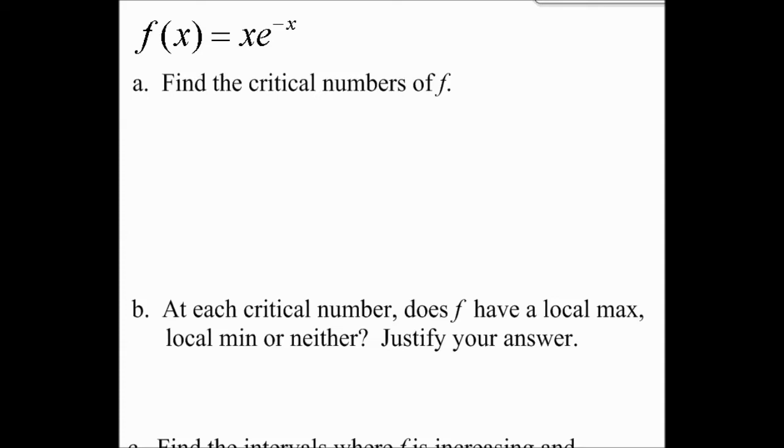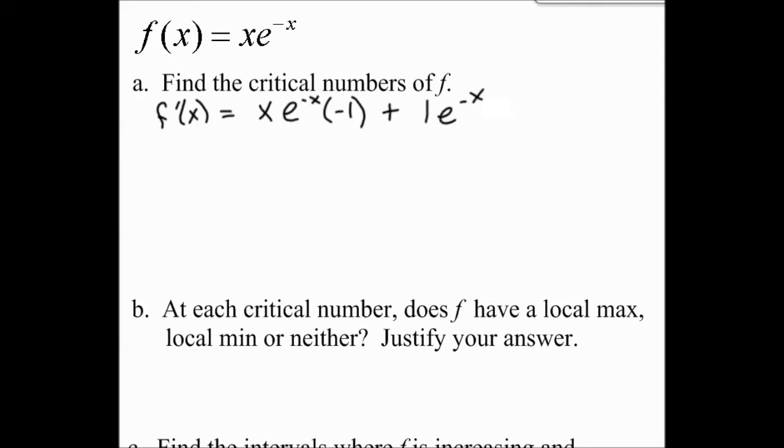So this one, we have a product rule scenario. So I'm going to do the first derivative is the first function times the derivative of the second function. Remember the chain rule, the derivative of e to the negative x is e to the negative x times negative 1. And then add on the derivative of the first function, which is 1, times the second function.